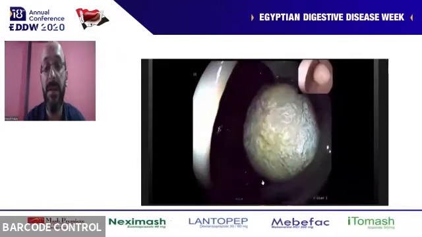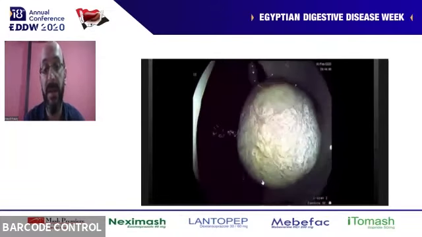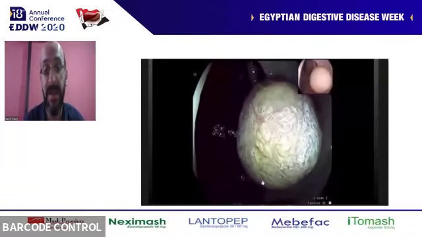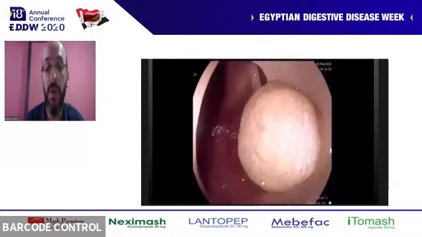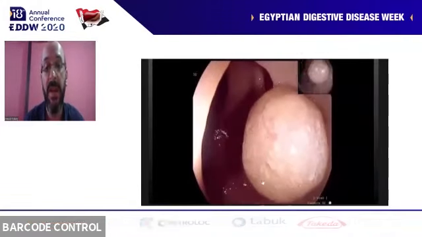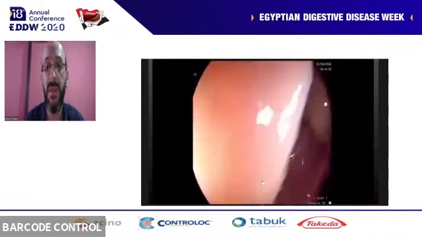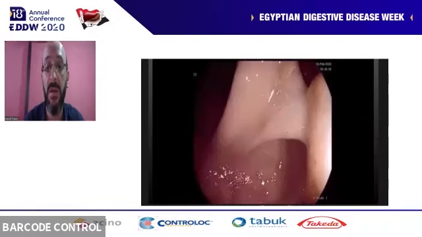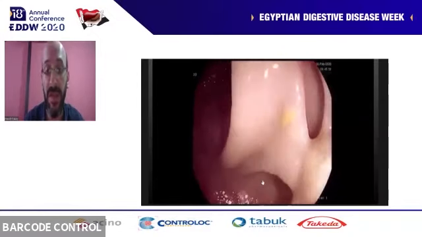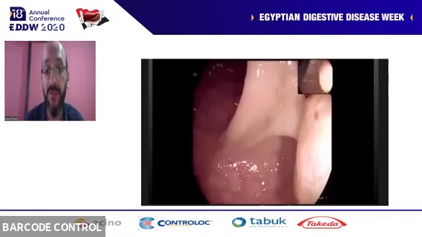This is another example of a larger polyp, more than 10 millimeters and less than 2 centimeters, for which we use the same technique of classic injection. This one is a pedunculated polyp, not sessile. So we check the pedicle of the polyp.